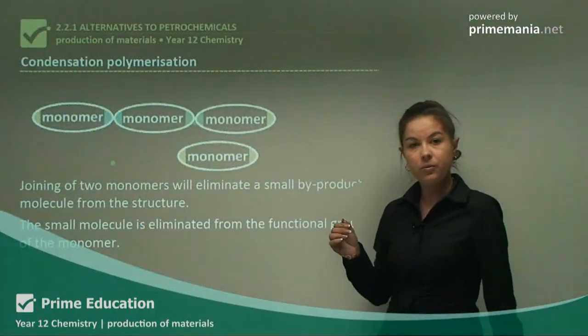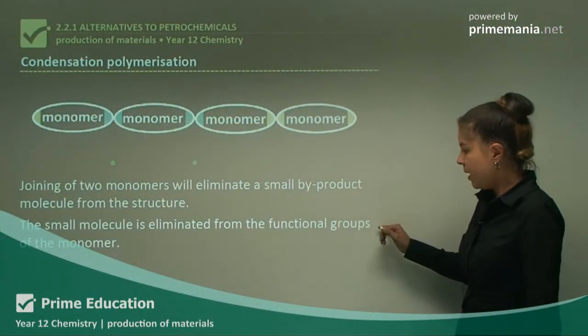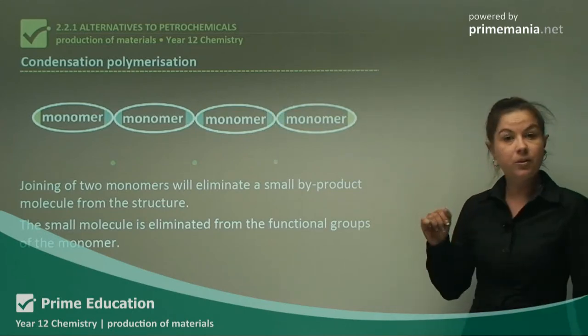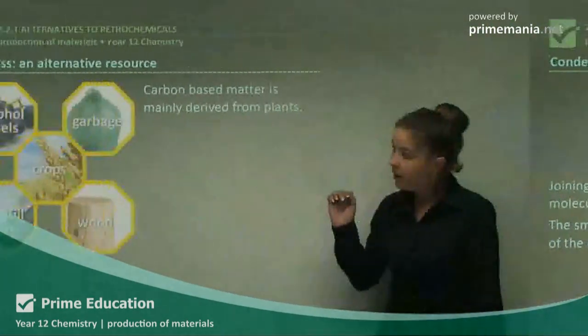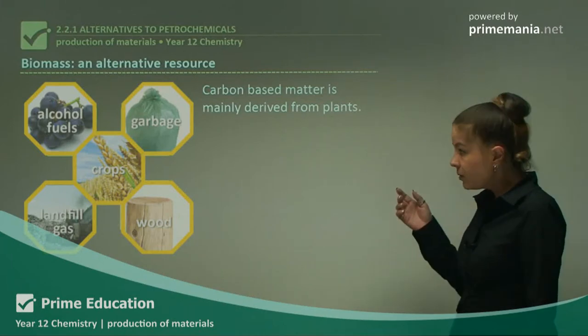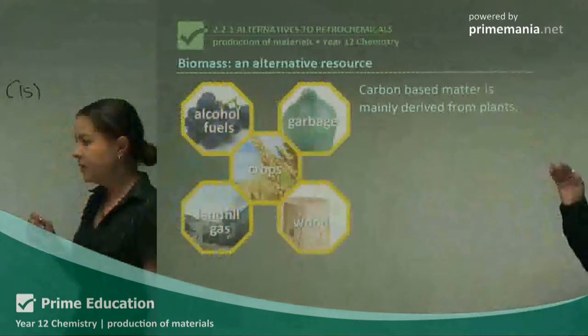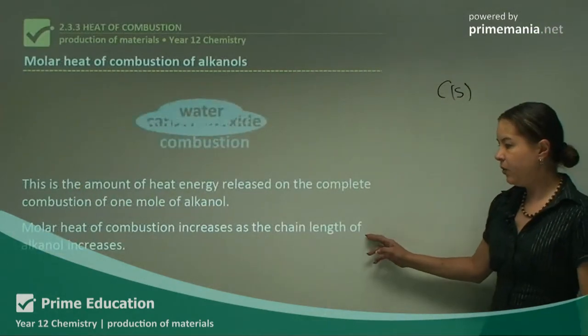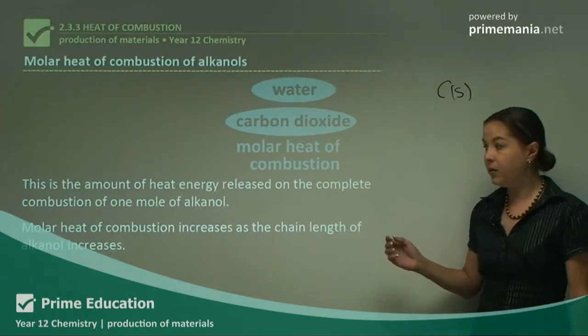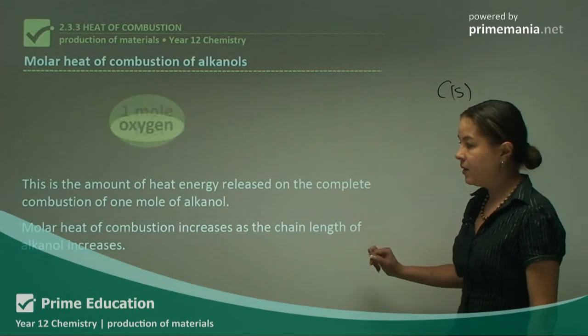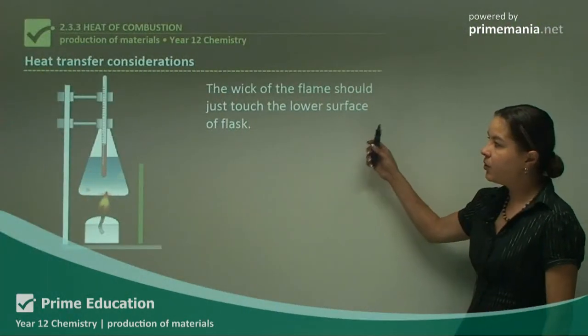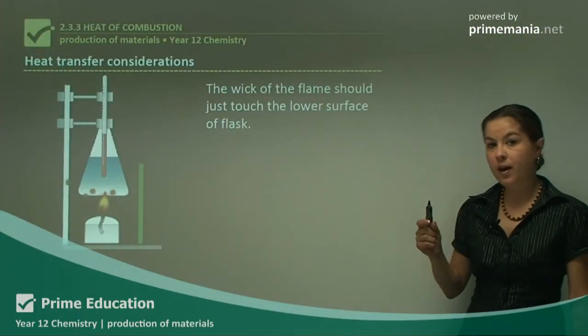Whether they're hydroxyl groups, alcohol groups, different groups, and those functional groups I'll describe a little bit later. We have alcohol fuels, which we can get from fruits, garbage, which we can recycle. Ironically enough, it comes from petrol. So the molar heat of combustion increases as the chain length of the alkanol increases. And I'll discuss. Now the wick of the flame should only just touch the lower surface of the flask.